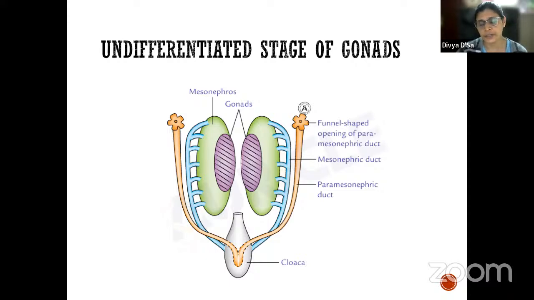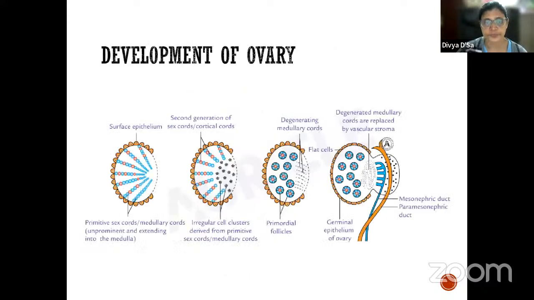The initial development is the same. The migration of the primordial germ cells, then stimulation of the coelomic epithelium, all that remains the same. Once the genital sex is female, that is, if the primordial cells are carrying the XX chromosome complement, these indifferent gonads develop into the ovary. The primitive sex cords, or medullary cords, contain the primordial germ cells.